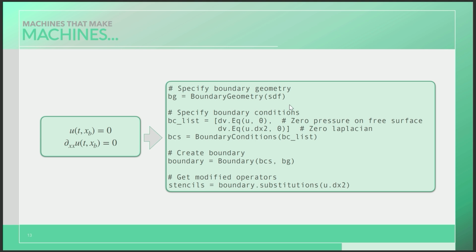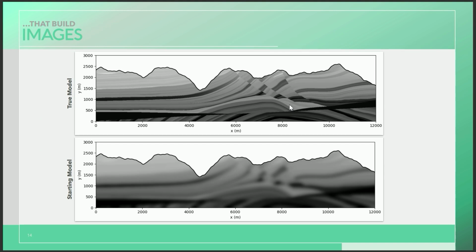So we say, well, we have a boundary geometry, which we build from a signed distance function, which has some nice properties. They're easy to build. They don't lose precision when you discretize them. And then also, you basically just pass these boundary conditions as a set of equation statements, right? And you can build this boundary, and then you just say, well, give me the modified operators for this particular finite difference operator. And it goes away and does that and passes it to you as an algebraic substitution, which you can shove into a Devito operator. So just as a demonstration of the sort of thing that we can do with this.